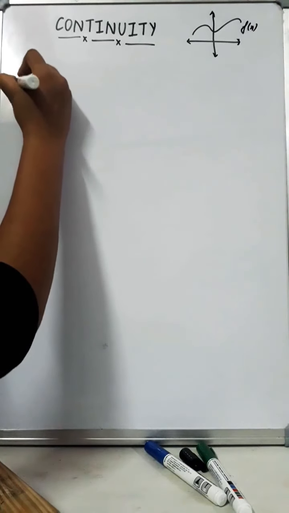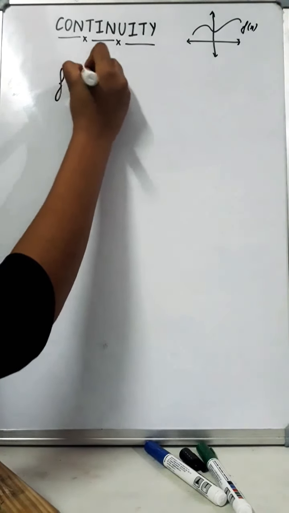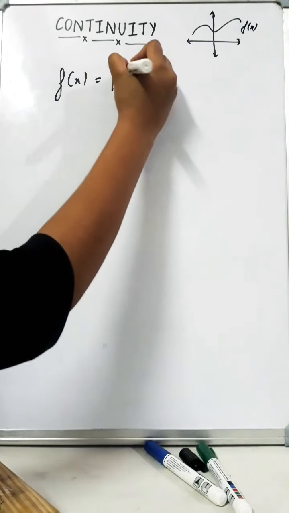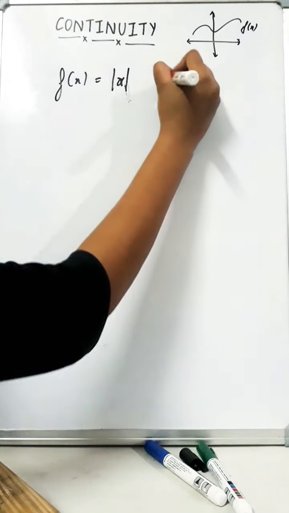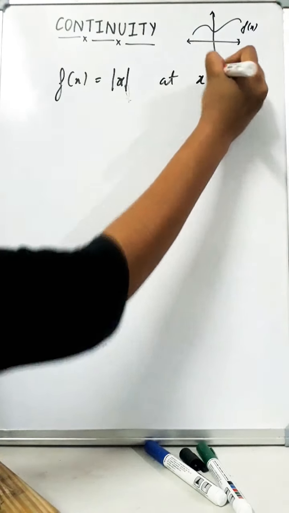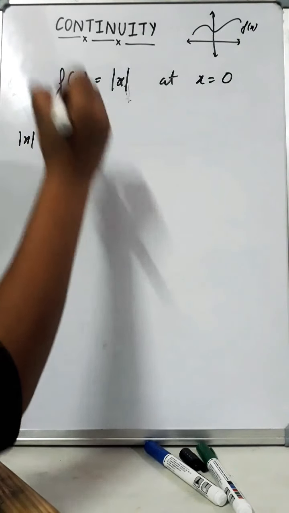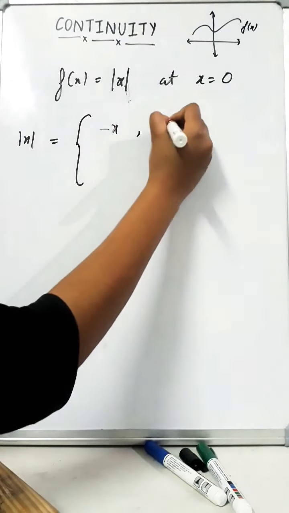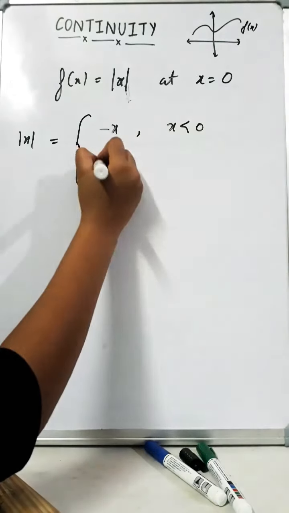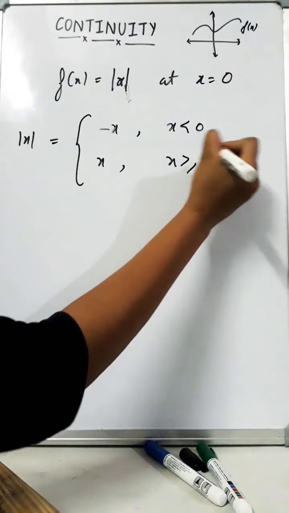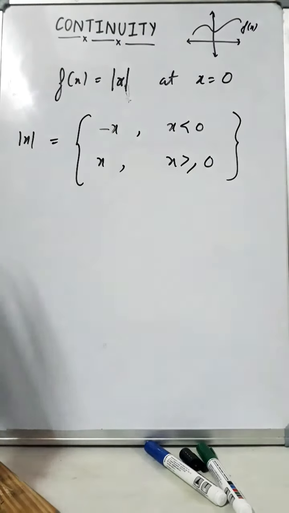Now let us check the continuity of f(x) = |x| at the point 0, at x = 0. Now you know how the mod function is defined. The mod function is defined by what? Minus of x when x is smaller than 0, and x when x is greater than or equal to 0. Right? This is how your mod function is defined.